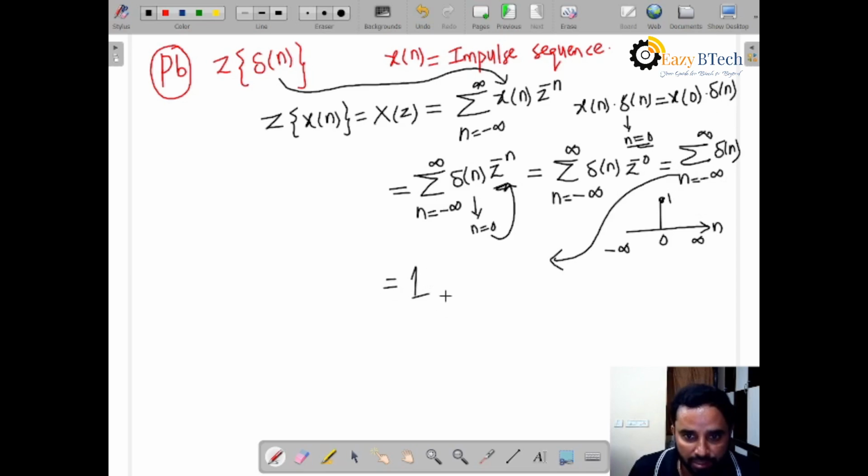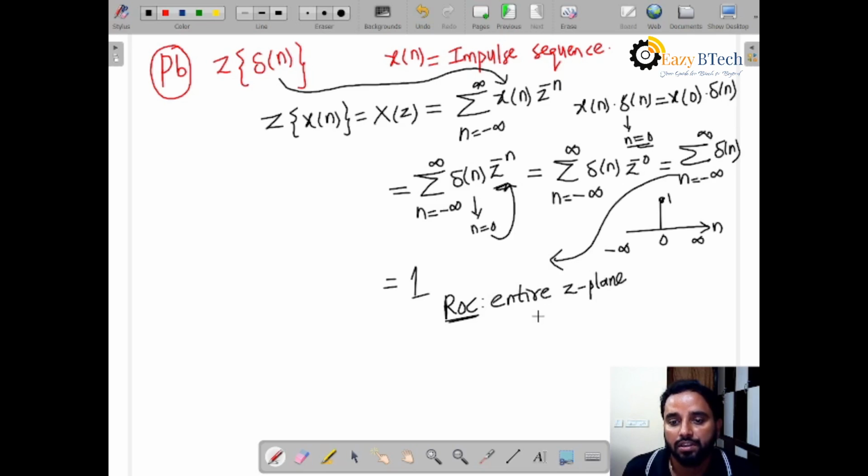And what about ROC here? ROC is the range of z for which the Z transform converges. Here z power minus 0, so z does not exist here. So ROC is the entire z plane. Right? So this is the Z transform of del of n. Del of n Z transform is 1.